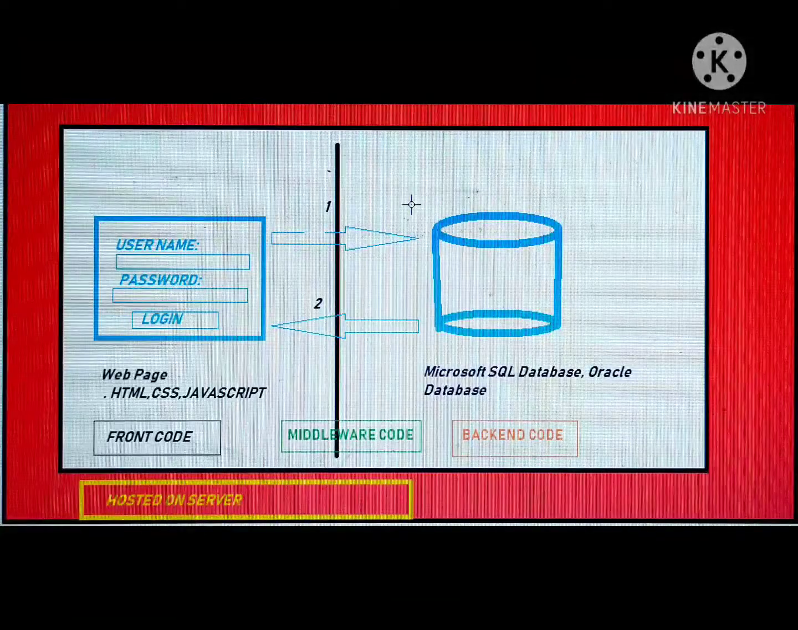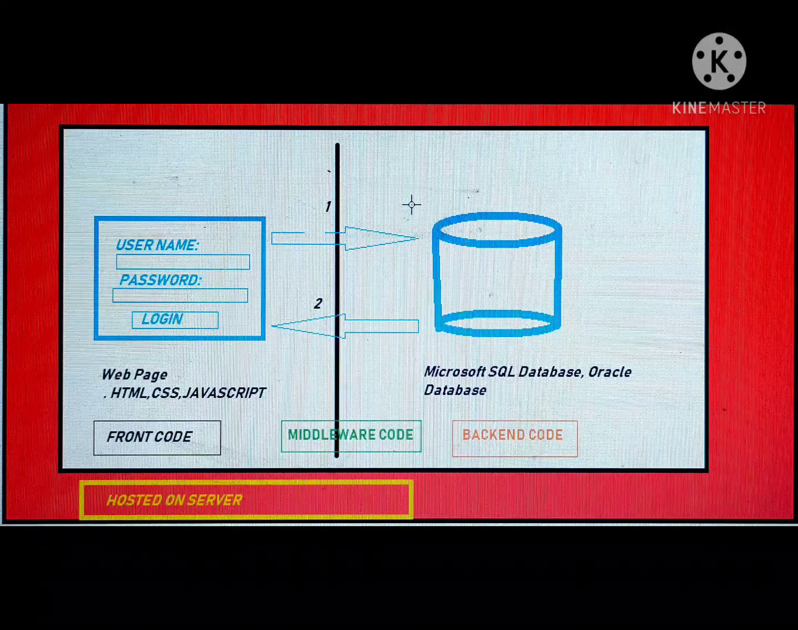And backend is nothing but the databases where we actually store the data in tables. Middleware is nothing but a set of codes or services which actually interacts between the front end and backend and provides the required data to the users.